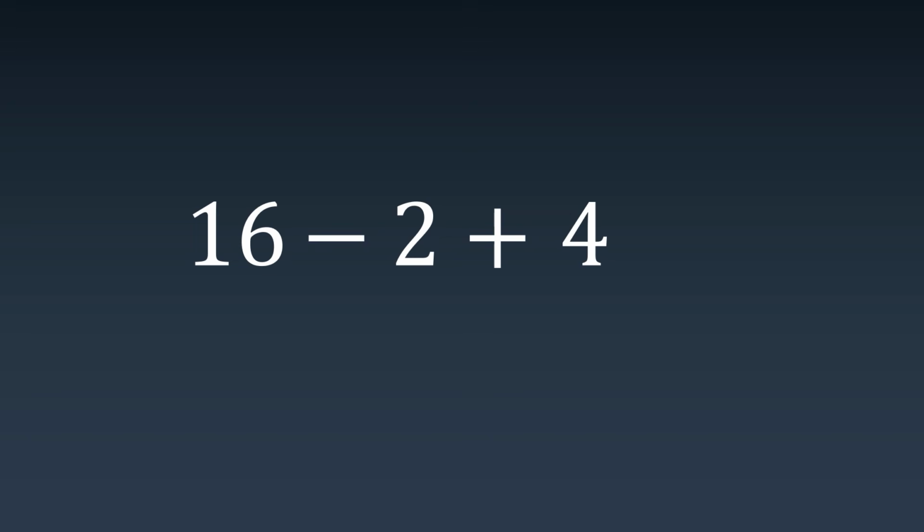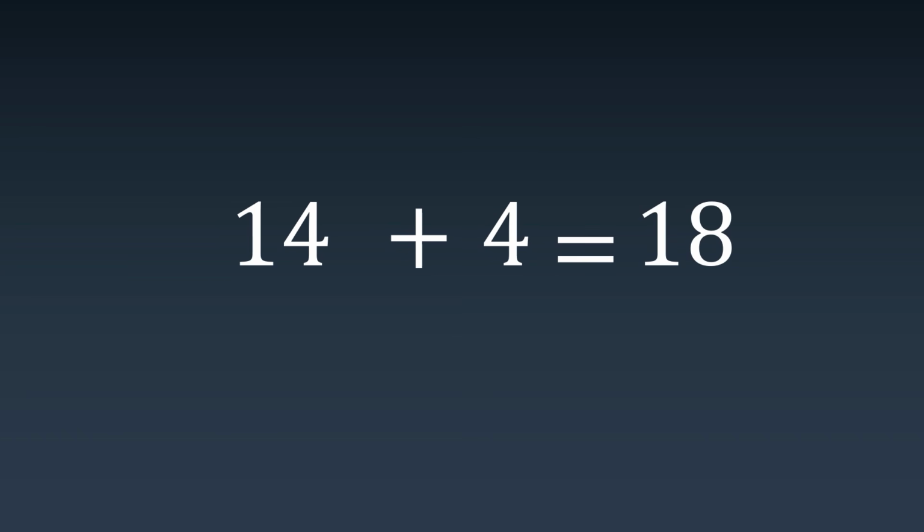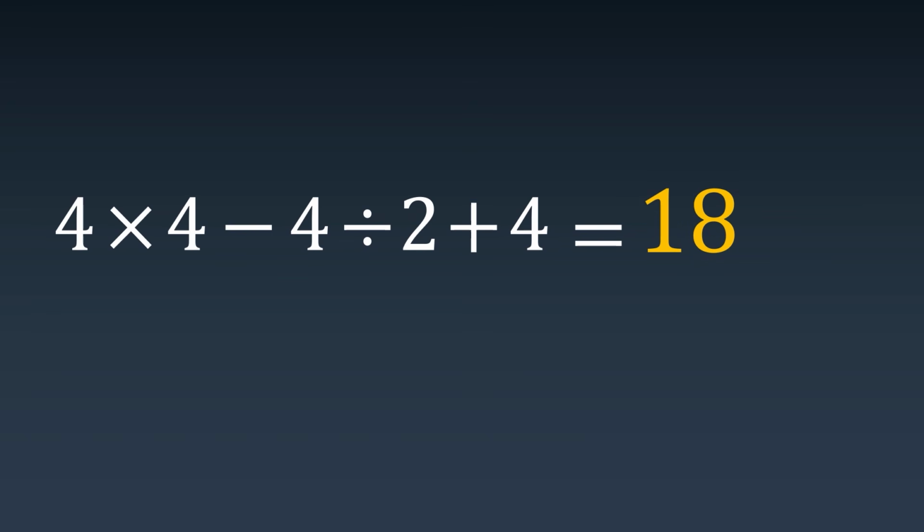Step 2. Now we have addition and subtraction, which are on the same tier. We go left to right, 16 minus 2 equals 14. Step 3, 14 plus 4 equals 18. And there we have it. The correct modern answer is 18.